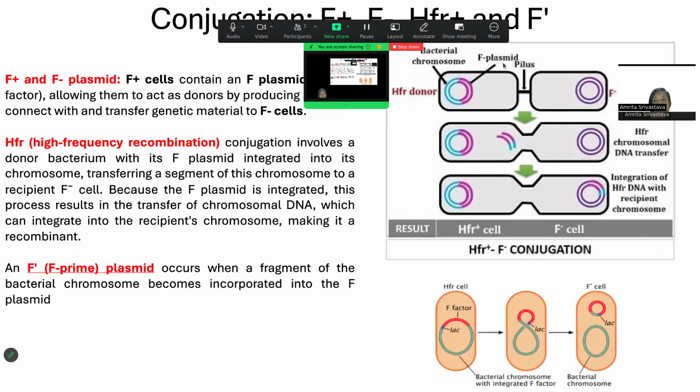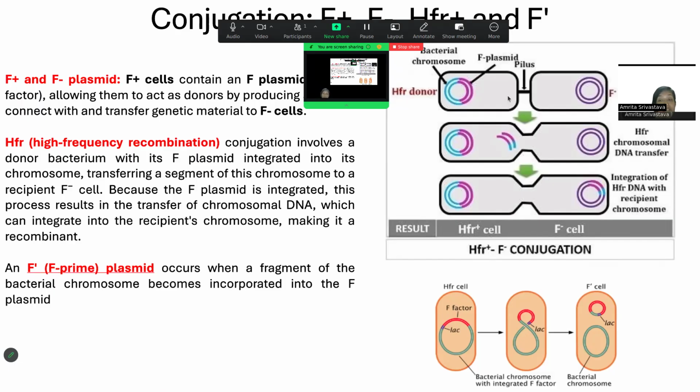In conjugation, there is generation of a pilus, that is a connection between two cells, and there is transfer of an F plasmid, which is a fertility plasmid, from one cell to the other cell. Where the F plasmid is present, those cells are called F plus. Where it is absent, they are called F minus. F plus has the capability to produce the pilus and transfer the F plasmid to the other cells. And after the transfer, the F minus also becomes F plus. That is how genetic material is transferred from one cell to the other.